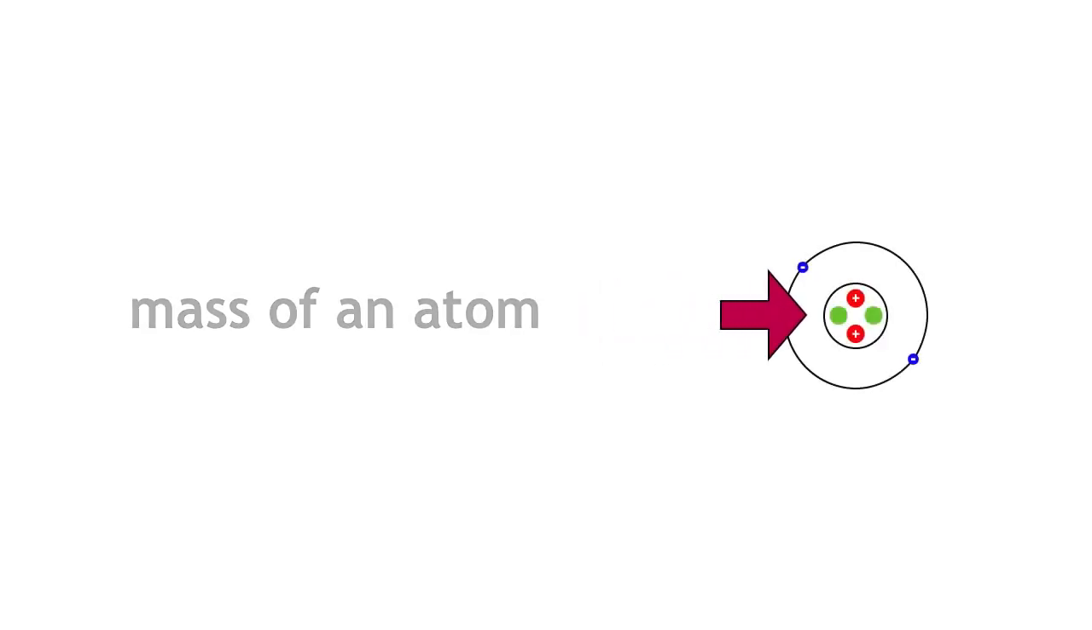If we think about how heavy the mass of the protons and neutrons are in relation to the electrons, it's clear to see that the mass of an atom is concentrated at the nucleus.